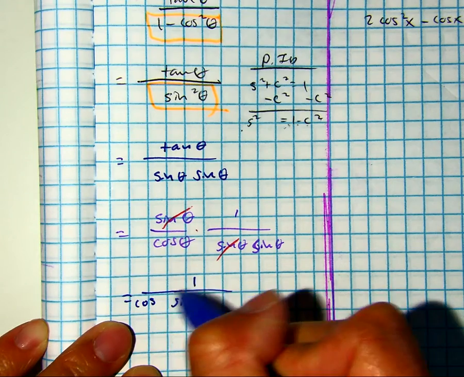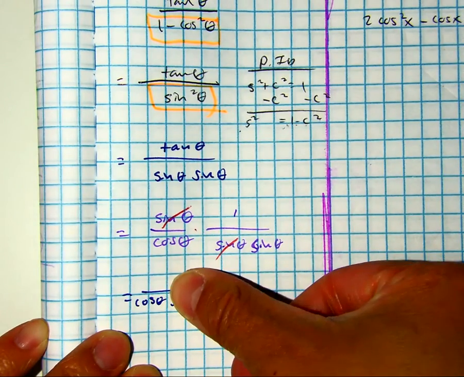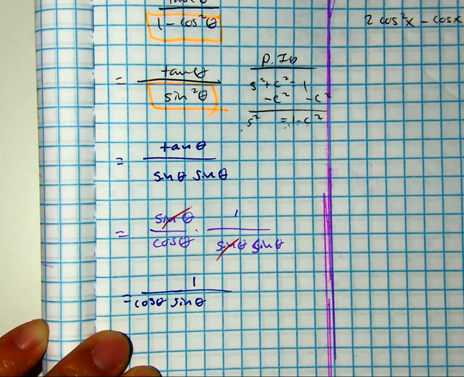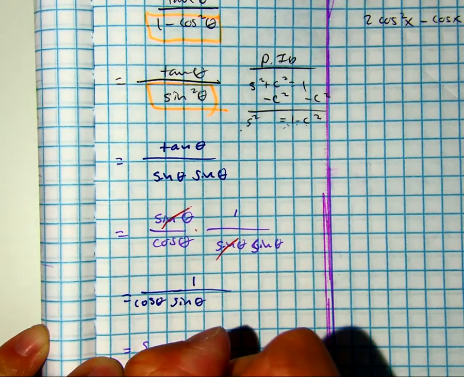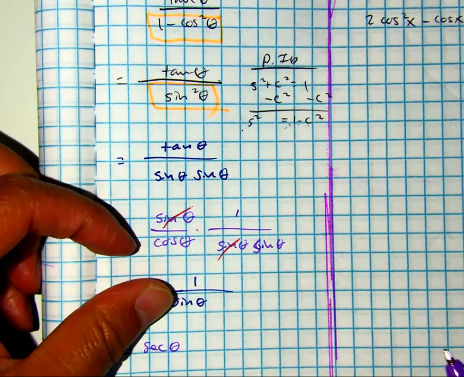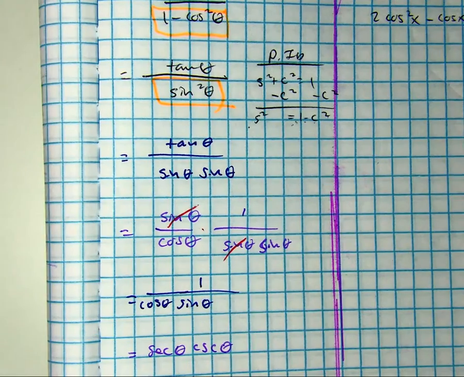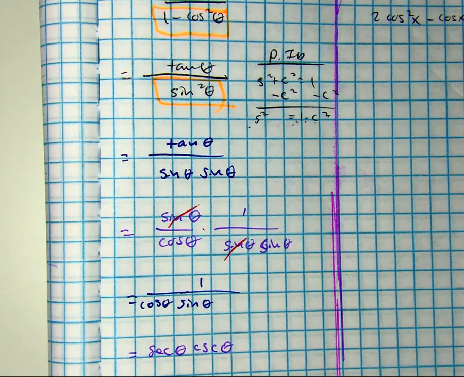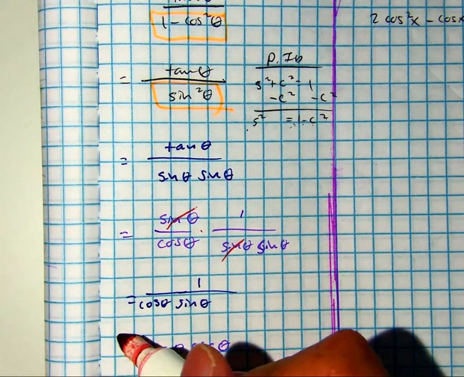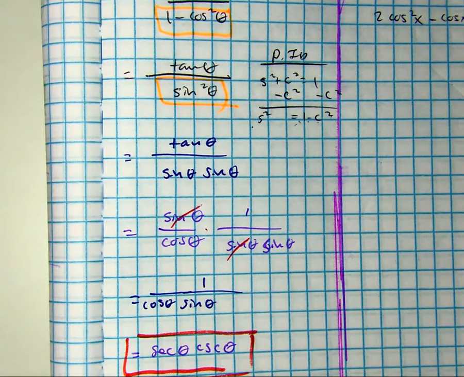1 over cosine times sine. 1 over cosine is secant by the reciprocal identity, and 1 over sine is cosecant. When do you know when to stop? Well, no fractions are generally good. So they're just using my identities.